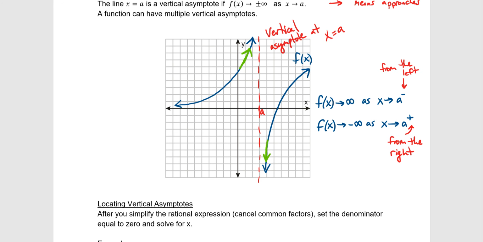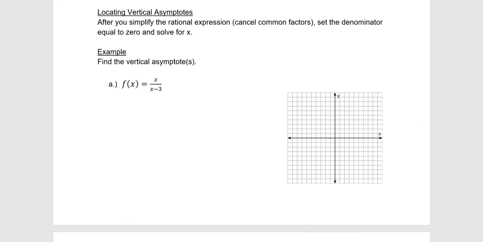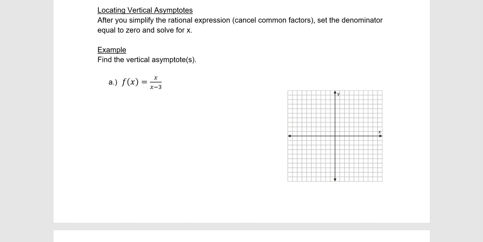Okay, so the way that we find these when we have a function, locating vertical asymptotes, we're going to simplify the expression. After we simplify the expression, which means canceling common factors, we may have to factor the numerator and factor the denominator, and then cancel those common factors. We're going to set the simplified denominator equal to 0 and solve for x. When we solve that for x, that's going to be our vertical asymptote. So let's do these examples here.